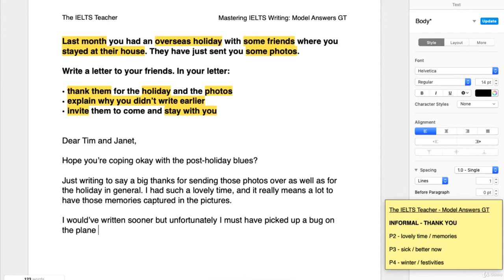A very common place to pick up a bug, so many people around: on the plane. Now notice, again, we're using that definite article because we know that the recipient knows which plane we're talking about, the plane that took us home. And you don't need to say our plane or my plane, informal, you say the plane. I must have picked up a bug. Why do we think that? Because I've been battling, a nice verb here, it gives us a nice sort of image, battling a stomach illness ever since I got back. Could do a full stop, could do an exclamation mark here.